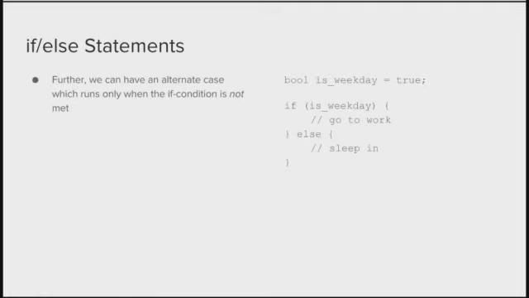We have go to work. But if it wasn't the case, if I went back there and I changed is weekday to false, then it would say is weekday, and it would jump in, and since there's an else clause, is what it's called, it's a clause. Since there's an else clause, we're going to jump into the else clause body.